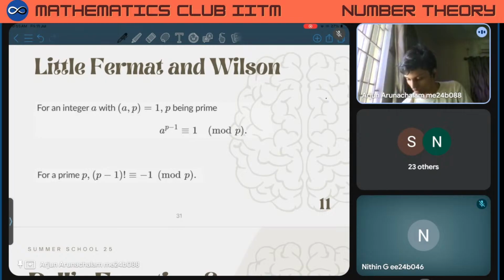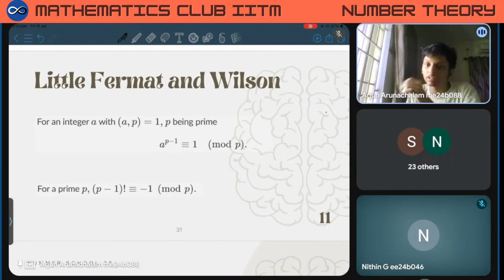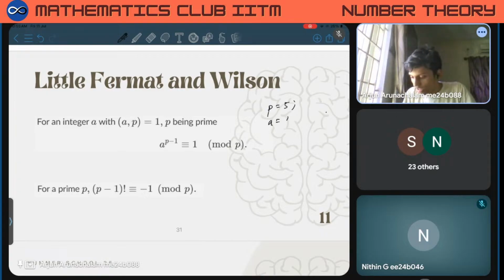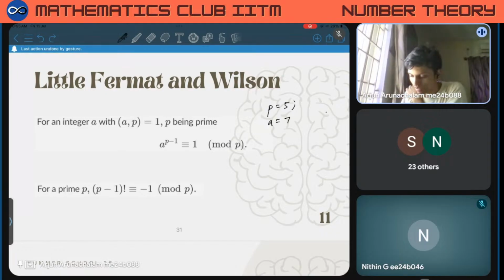The first one is called Little Fermat's theorem, something that Pierre Fermat stated. Basically, if you have two integers a and p, p being prime, with their GCD being 1, then a power p minus 1 is congruent to 1 mod p. For example, let's say p is 5, and let's go with a simpler number. Let's say a is 6.